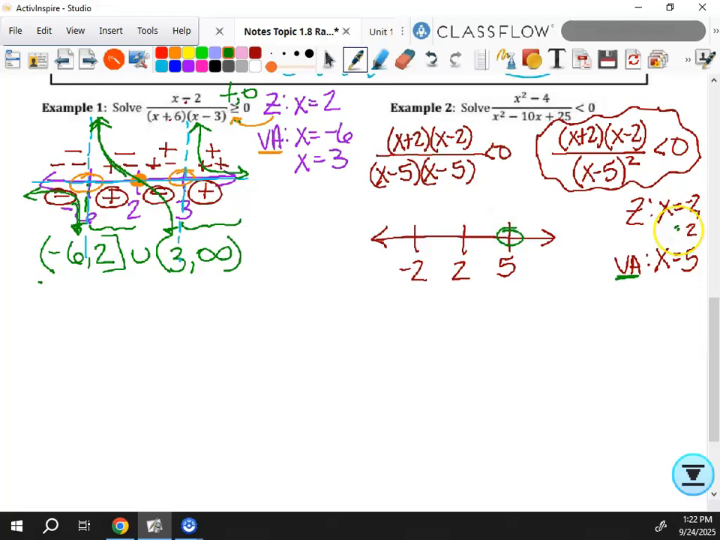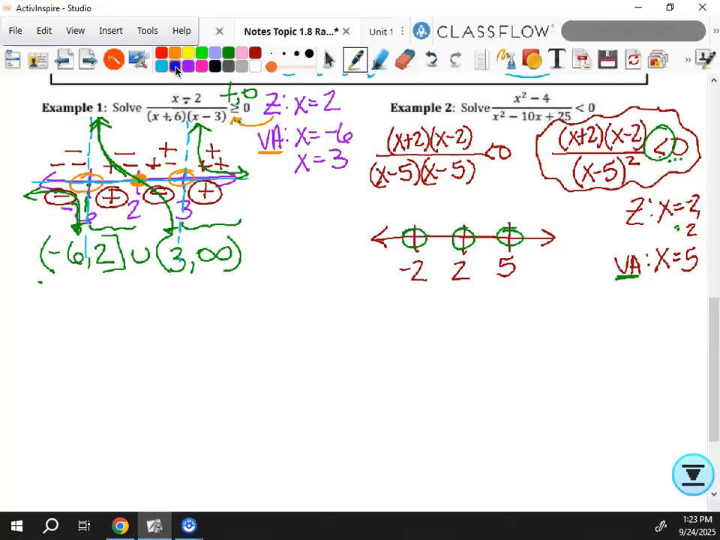My zeros, are they open or closed? Open because of that right there, right? I'm not including the zeros, so actually everything is open here. Everybody with me now? That's how we make those decisions. All right, so now I choose numbers.